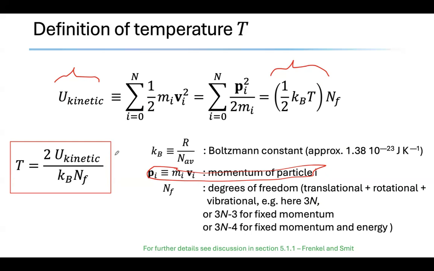So this is how temperatures are calculated in molecular simulations. So it's very important that you take into account these degrees of freedom, because if you're looking at systems containing just 50 molecules or 60 molecules, then the importance of the degrees of freedom becomes quite important. For a detailed discussion, like I said, please visit section 5.1.1 of Frenkel and Smith, 3rd edition.